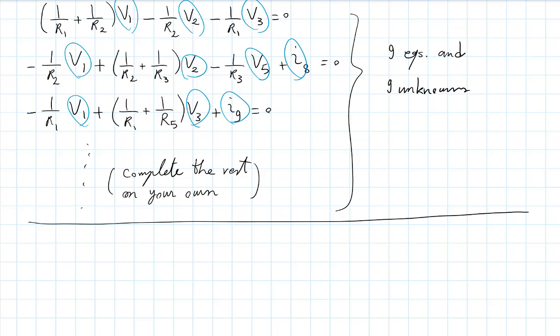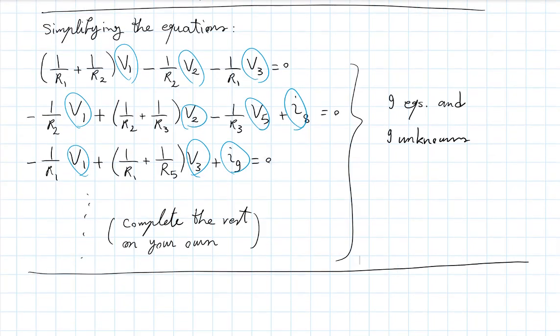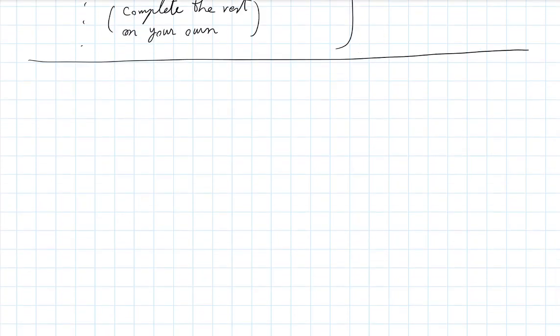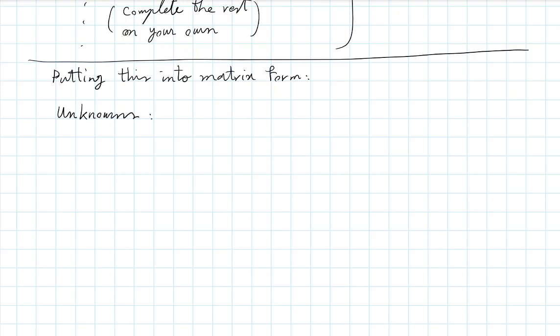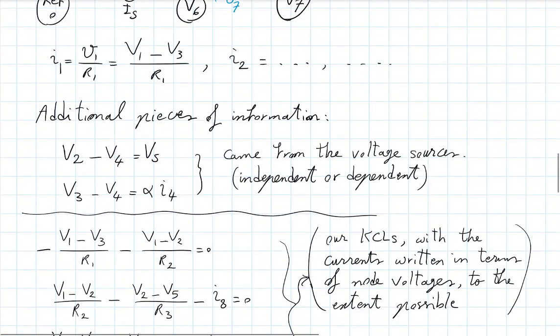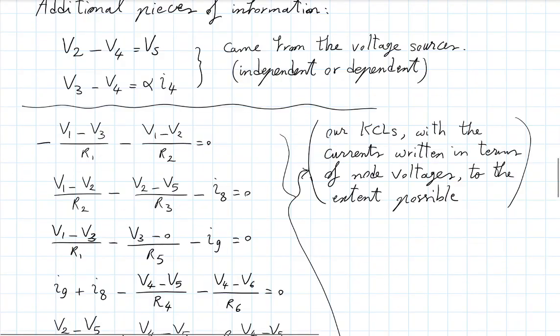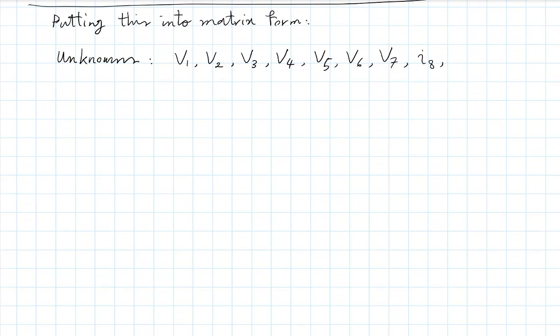Now the last thing I want to bring to your attention is that, as discussed, you can write this in the form of a matrix equation. And for that, we are acknowledging that we have unknowns. So, putting this into matrix form, we are acknowledging that we have these unknowns, V1, V2, V3, V4, V5, V6, V7. And in this case, there were also the two currents, I8 and I9, which were the currents of those voltage sources that were unknown. I8, I9, okay.